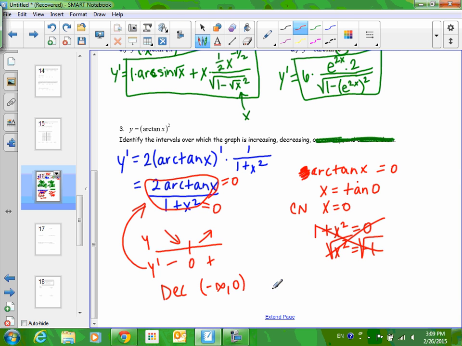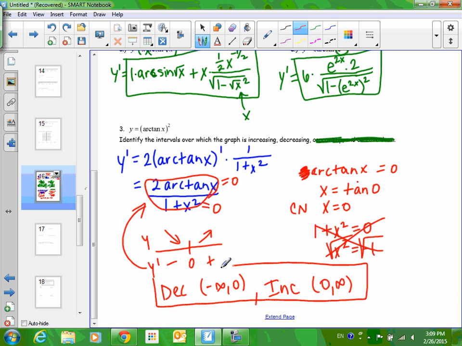And so increasing would be from 0 to infinity. Again, first derivative is positive. And so that's all we're going to do on this one. Just in general, though, how would we do the concavity part? Find the second derivative and do something very similar. We're not going to do that.